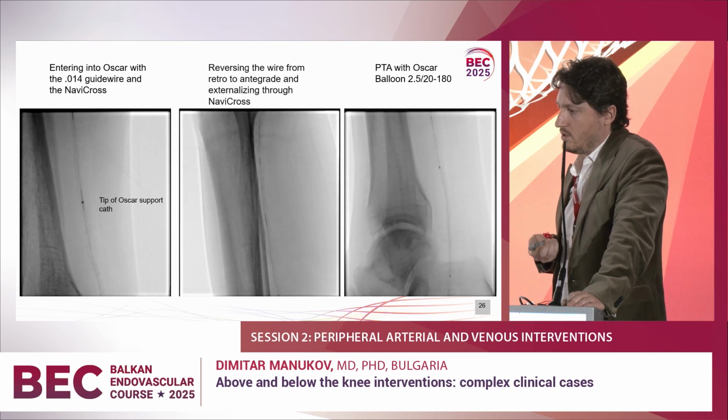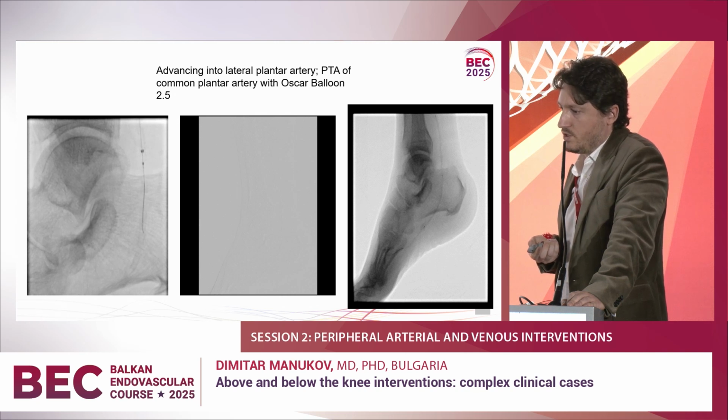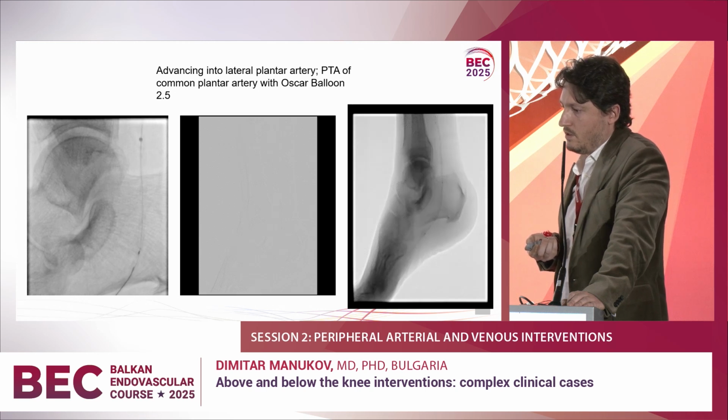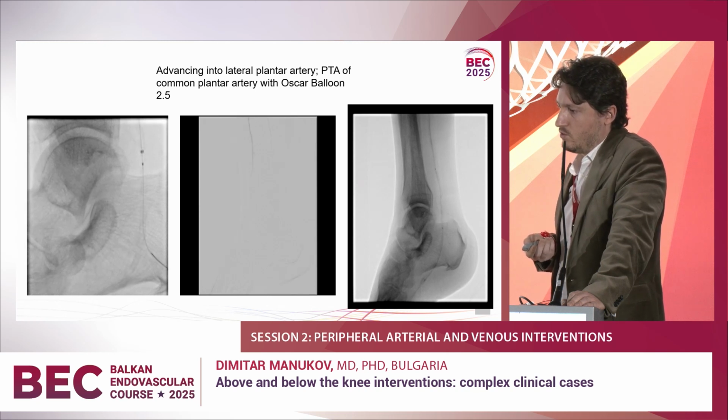The PTA on the right is with the Oscar balloon 2.5, very easily. And after that, of course, we wanted to continue, so we continued with the Oscar balloon. We passed the puncture site, as you will see on the left. We went into the lateral plantar artery, finally. And we wanted to go into the deep plantar artery to perform PTA. So this is what we tried to do.